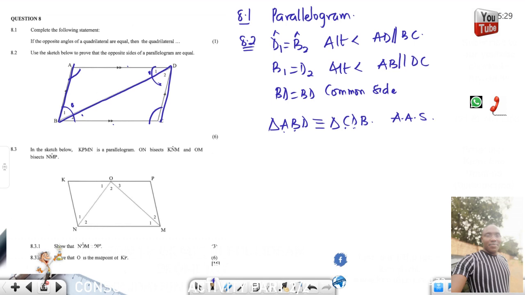Therefore, they said we should prove that the opposite sides of a parallelogram are equal. So AB should be equal to what? DC. And AD should also be equal to BC. So we are using our congruency to prove that the opposite sides of a parallelogram are equal.